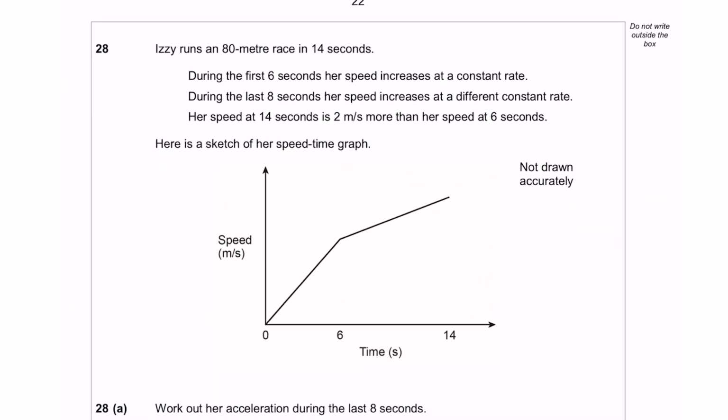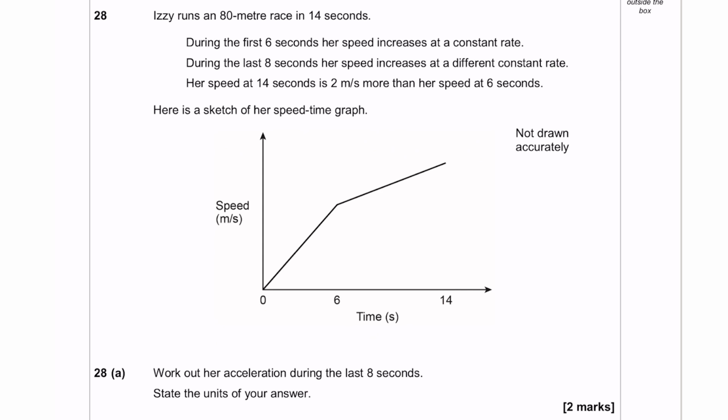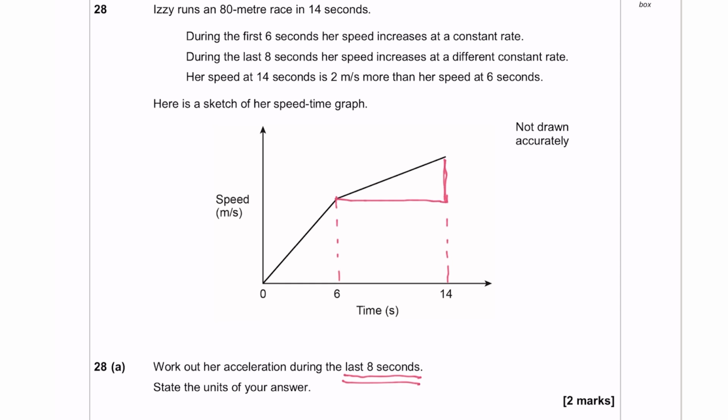Okay, question 28. We've got a speed time graph. We want to work out the acceleration during the last 8 seconds, so be careful how you read that. There's 14 seconds in total. The last 8 seconds is actually this bit here. Now, acceleration is going to be the gradient of the speed time graph. So you want to find this gradient, so the change in y over the change in x.